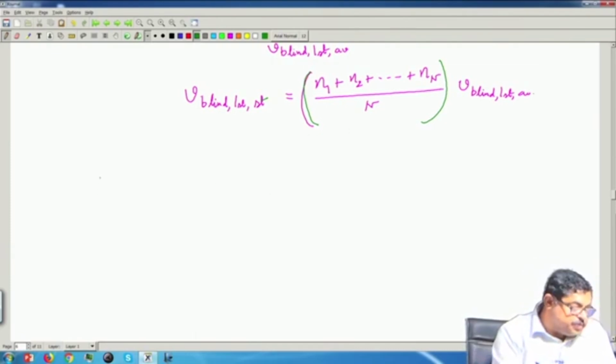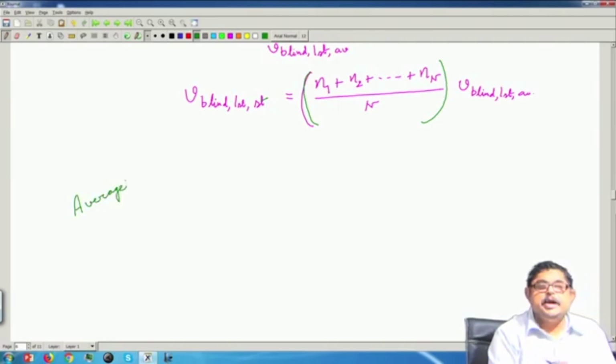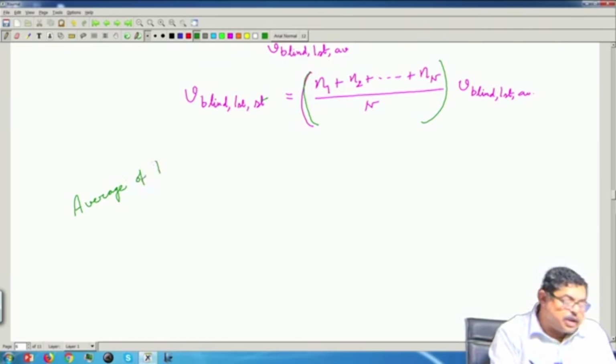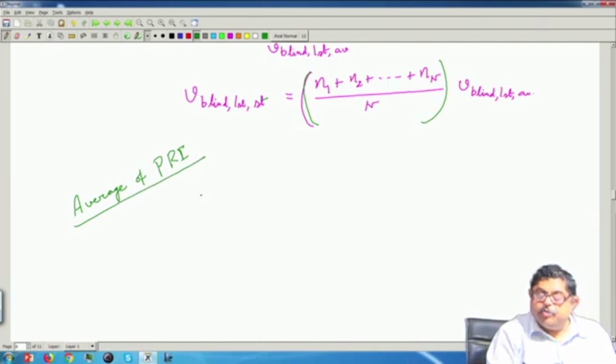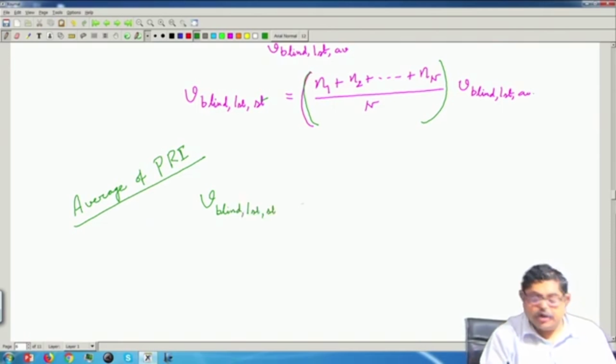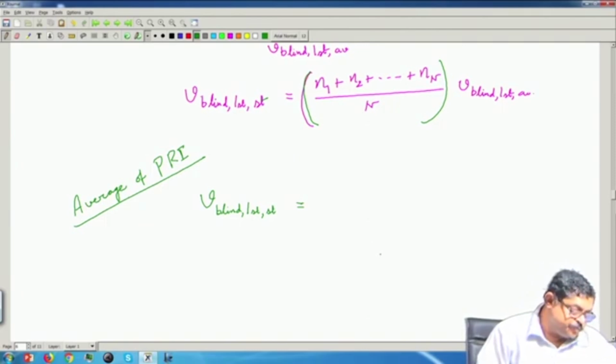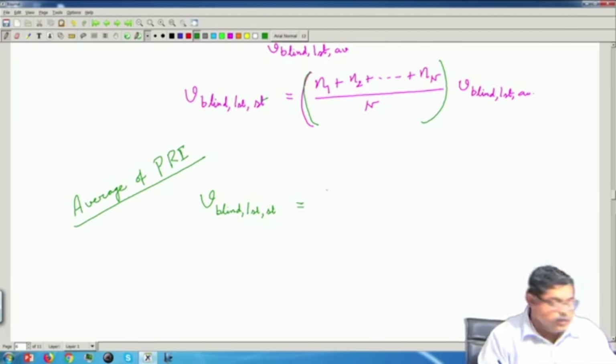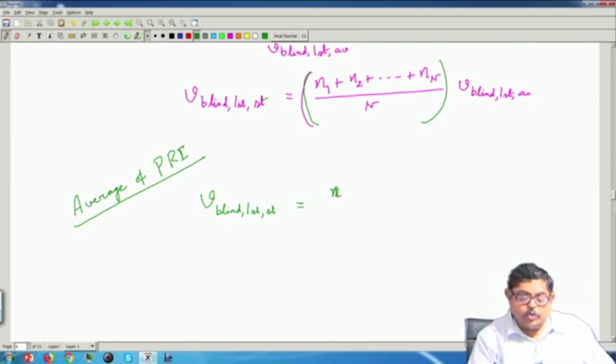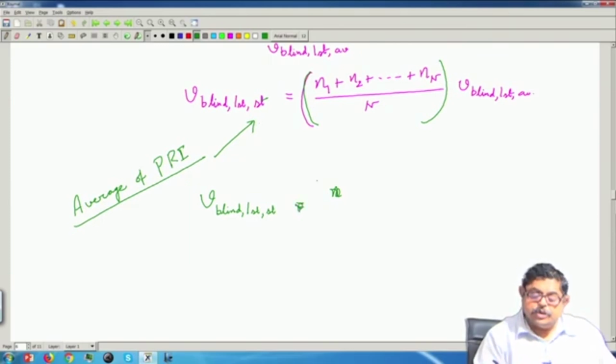So, I am writing that if you take the average for the constant PRF radar, the average of PRI, then your improvement, that is V blind first staggered, becomes N1 plus N2 and so on, whatever I have written. You can show that.